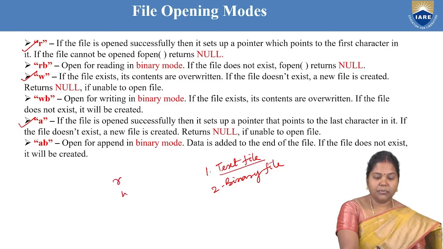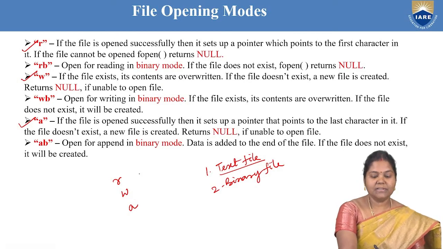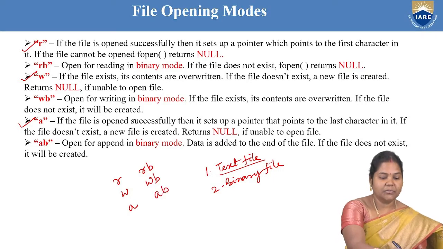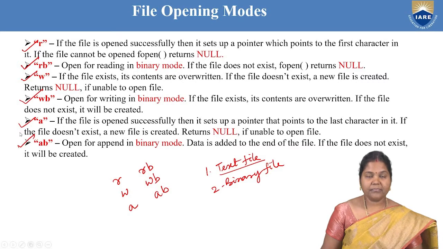Similarly, r, w, and a are the three modes for a text file. If you are dealing with binary files, only a small change is needed. You have to write the binary mode: rb, wb, or ab. So you can see over here wb, rb, and ab are the three modes used in a similar manner for reading, writing, and appending some contents to the file. Only the mode b indicates that you are dealing with a binary file.